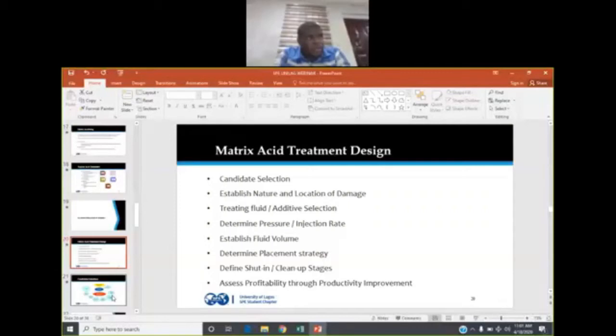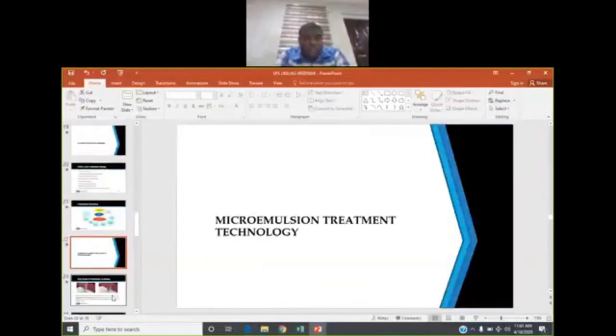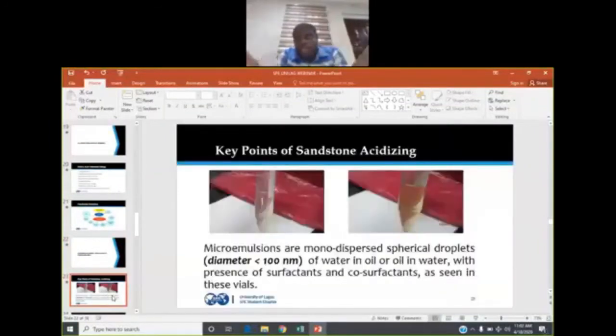So it is best you might use coil tubing. Coil tubing is more expensive, but it leads to lesser damage in your well. So define your shortlisting, like cleanup stages, then you assess the profitability. Then a brief talk about microemulsion.